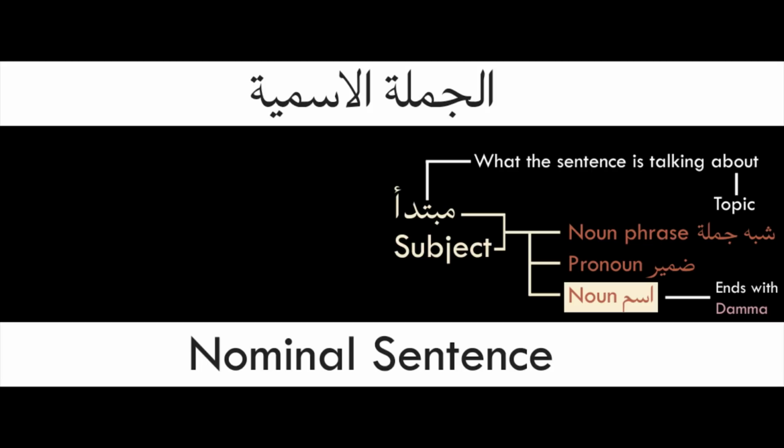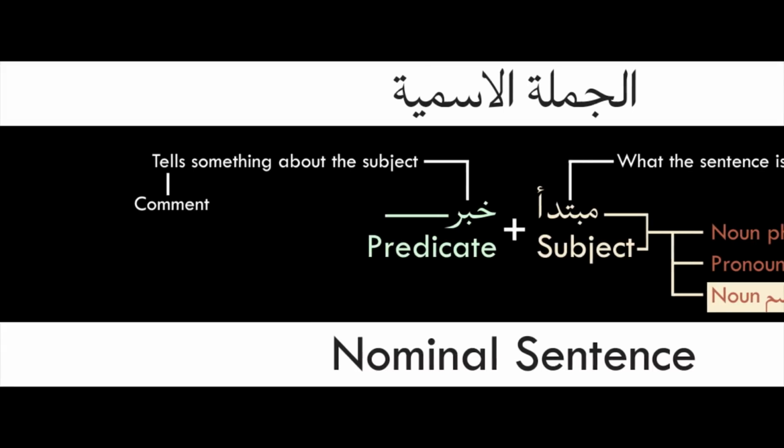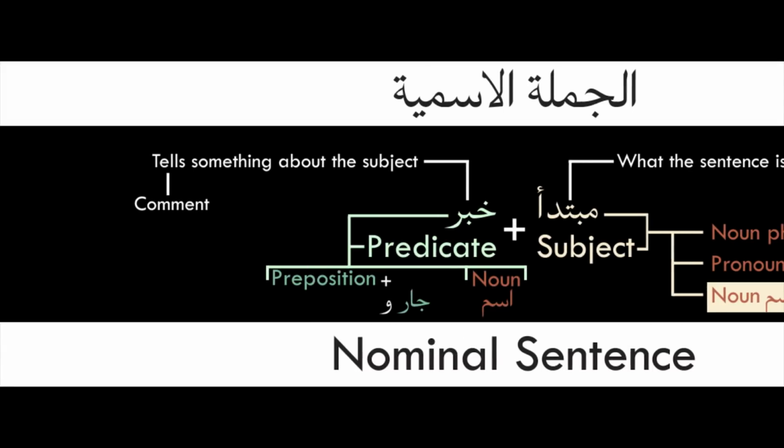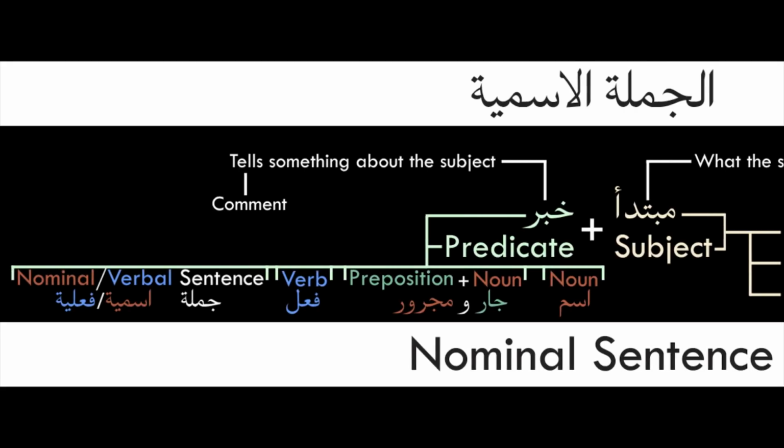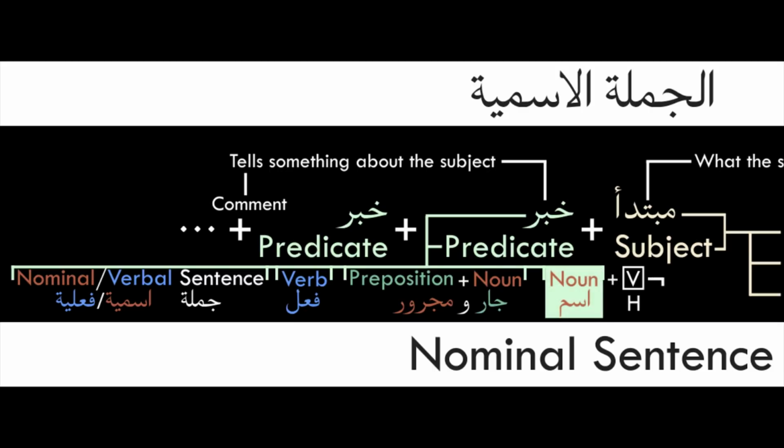This nominal sentence has to consist also of a predicate, or khabar, and it tells us something about the subject, like a comment. It may come as a noun, as a preposition with a noun, as a verb, or as a nominal and verbal sentence, and it may be visible or hidden. Sometimes you can find more than one predicate in one nominal sentence, and some other times you can switch between the subject and the predicate with no change in the meaning. If the predicate comes as a visible noun, it also has to end necessarily with a dhamma.